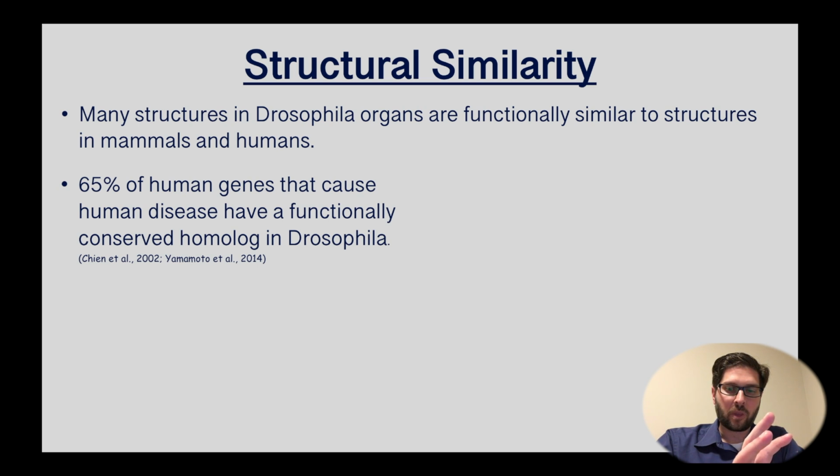Beyond structural similarity, there's genetic conservation, genetic similarity. And in Drosophila, 65% of human genes that cause disease have a functionally conserved Drosophila homologue. That is, they're doing essentially the same thing in the fly as they're doing in the human. So if you can understand the basic mechanism of function in Drosophila, you can extrapolate that to a similar basic mechanistic function in human beings.